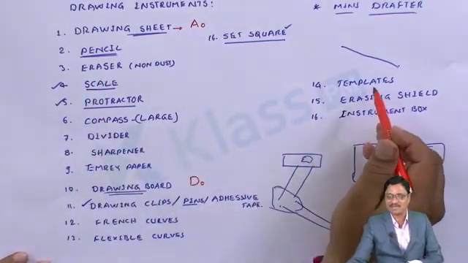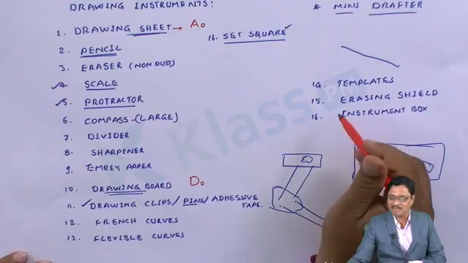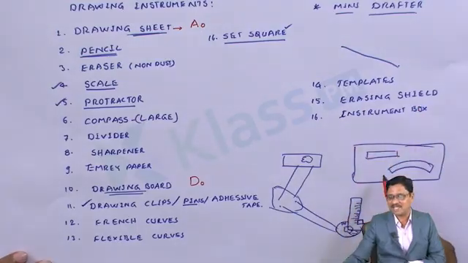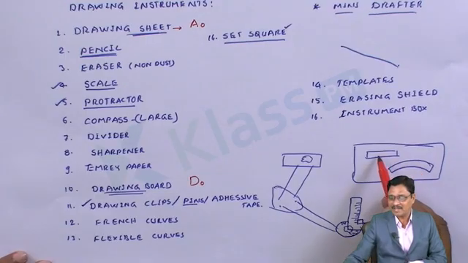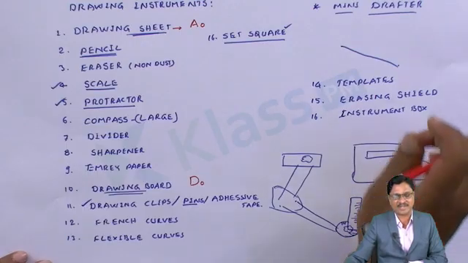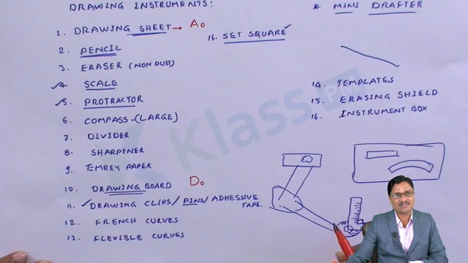So next, the templates. They are readily available for circles, alphabets or numerals. Erasable shield: as you just identified here, this is the shape of a metallic plate, and the cavities are made so that the area you want to erase comes under the cavity. Then you can apply erasing comfortably.